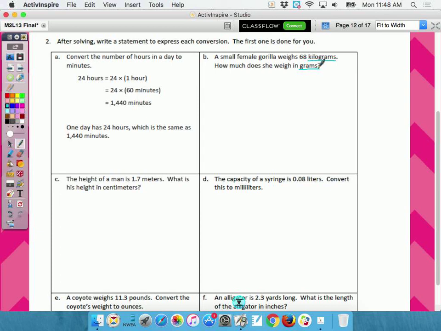Good. So what will I write first? 68 kilograms equals. All right, what is 1 unit, Jared? 1 kilogram. How many grams in a kilogram, Justin? 1,000. Don't answer 100 unless it's centimeters, okay?